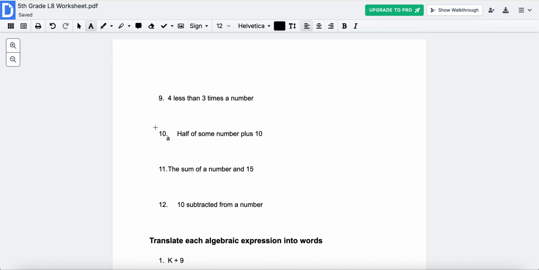So number 9, 4 less than 3 times a number. I will give you 20 seconds to try that. It should be 3x minus 4.